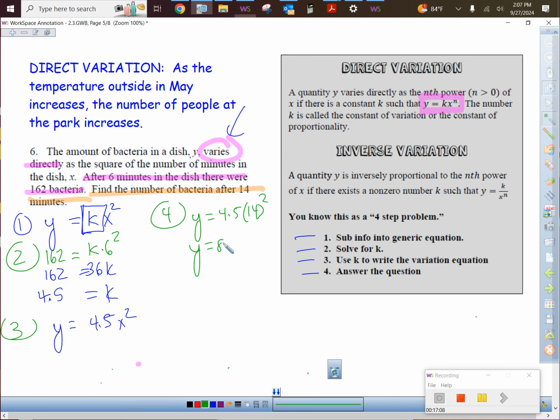What's the label on it? 882 what? Bacteria. Weird. That one was lame because not very many people care about how much bacteria is in a dish. It's not the most realistic thing for people. It sure was to the scientists studying COVID and all that spread, but it means something to somebody. But what I like about it is that at least it had a story.